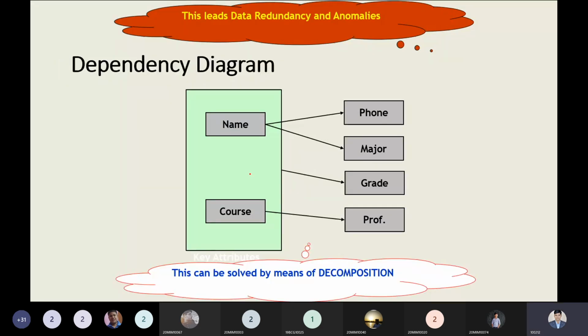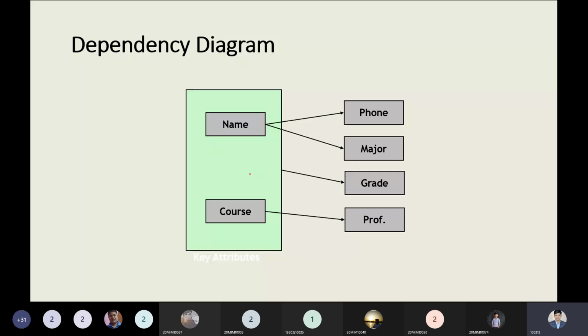Now, this can be solved by decomposition. So it is a better idea to decompose what we have. Now you have two options: either you can apply lossy decomposition, or lossless decomposition. Definitely, as technical people, I like to use the lossless decomposition, so I need to use the lossless decomposition.